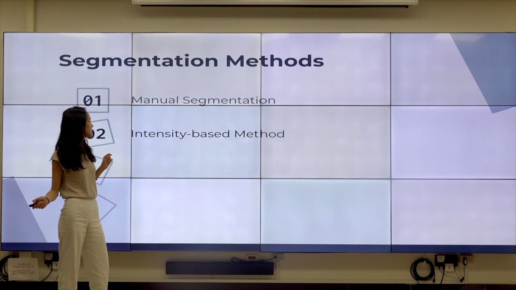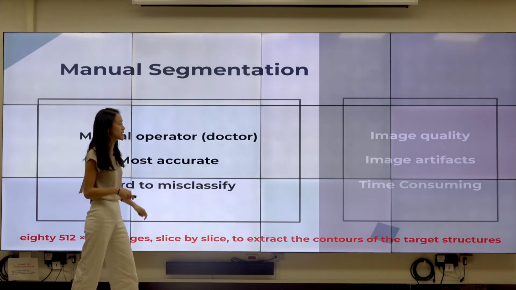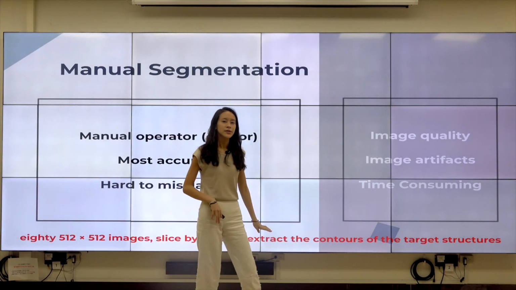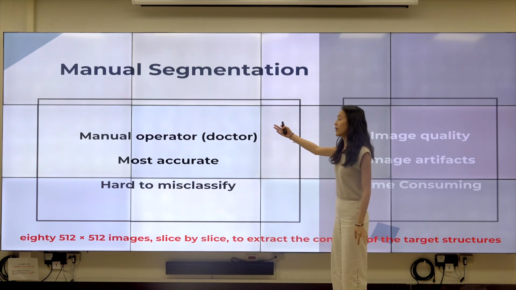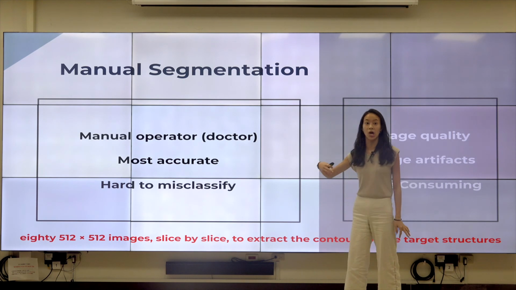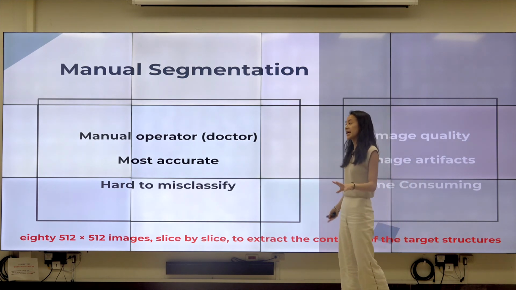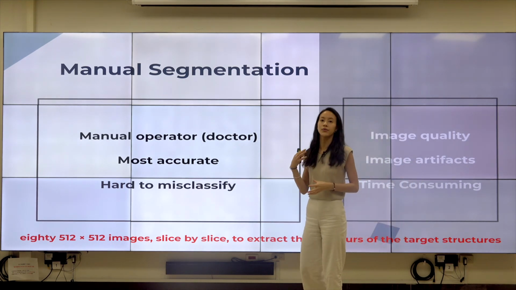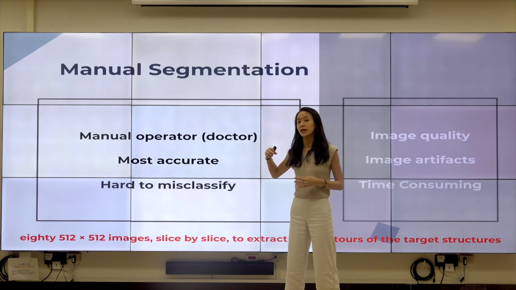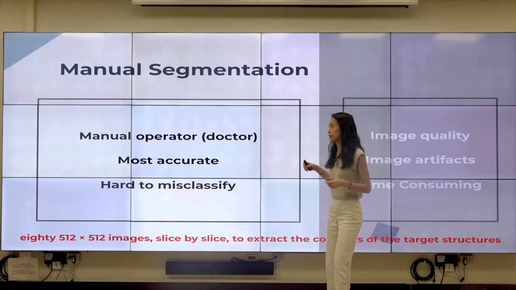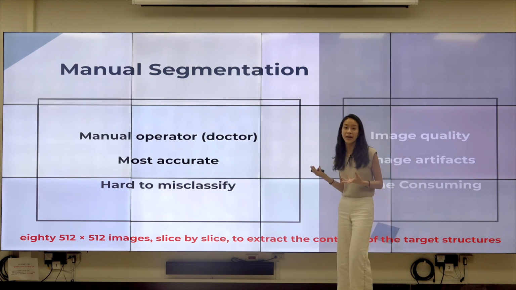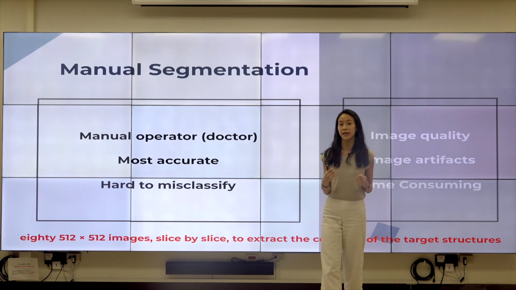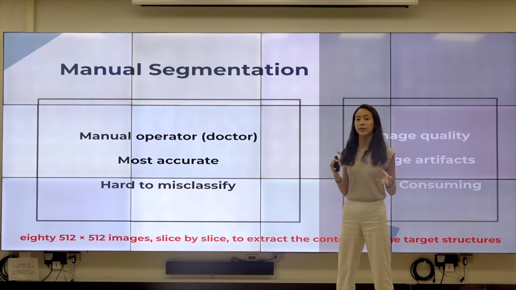So for manual segmentation, what exactly is it? You can think of this as the most time-consuming method ever. You have a manual operator, which is usually a doctor, a pathologist, an oncologist, anyone who knows how to read MRI images and is able to, for example, label the tumors or label whatever you're looking at. We would consider this the most accurate, obviously, because you have a human doing it instead of a computer. And this is also based on prior experience.